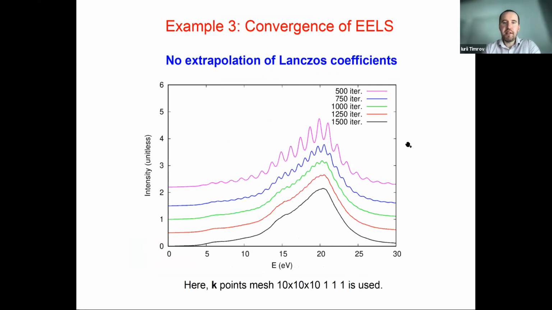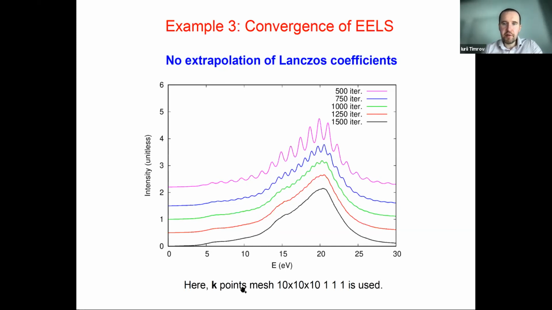But what you can see, interestingly, is that the spectrum converges when you increase the number of iterations. You see at 500 iterations, there are unphysical oscillations. You cannot compare this to the experiment. But now when you have more and more iterations, it gets smoother and smoother. And at the end of the day, with 1,500 iterations, you have a very nice, smooth, clean EELS spectrum of bulk silicon, which you can compare with experiments.